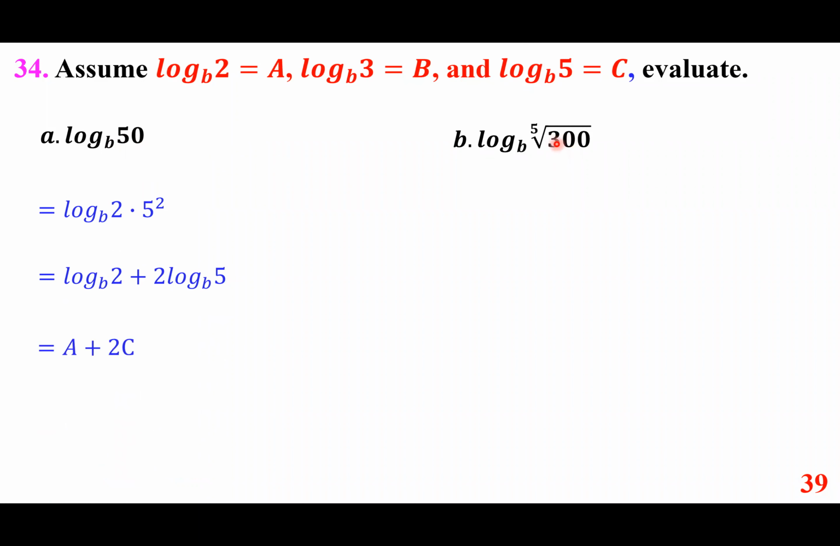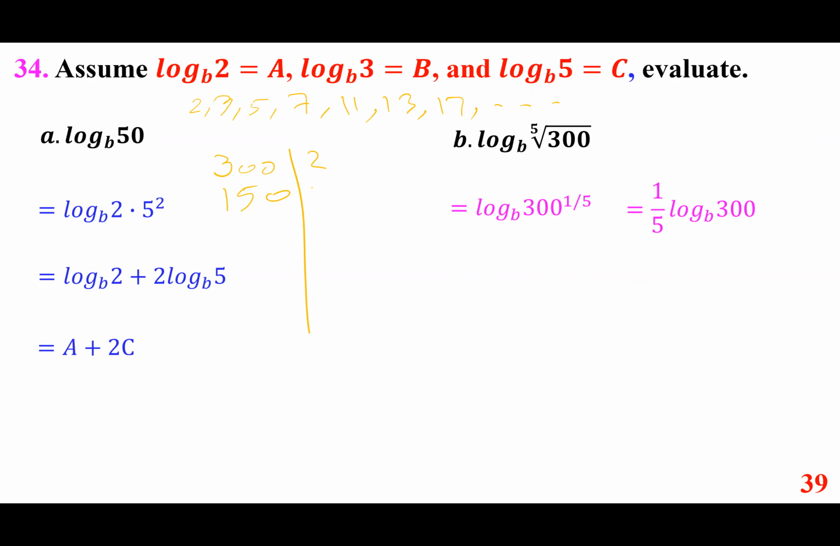If we want to move here, first understand this is 300 to the power of 1/5. So 1/5 becomes the coefficient. You have to factor this. And again, just reminding you, we are dealing with prime numbers 2, 3, 5, 7, 11, 13, 17, and so on and so forth. So you want 300, you divide by 2, you get 150, divide by 2, 75. I can no longer divide by 2 because 75 is not divisible by it. I go to the next number, which is 3, gives me 25.